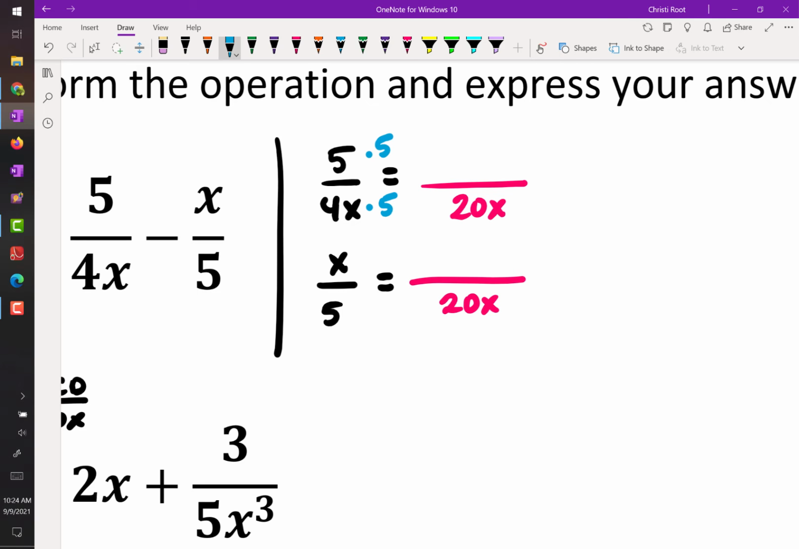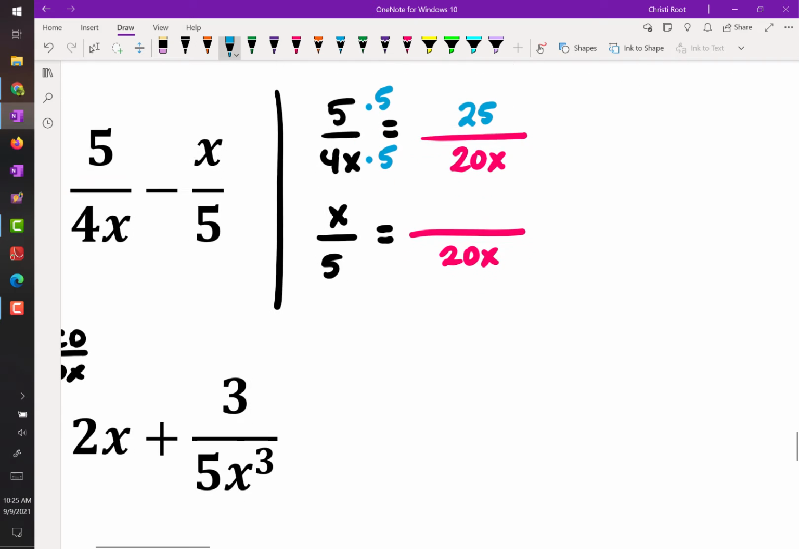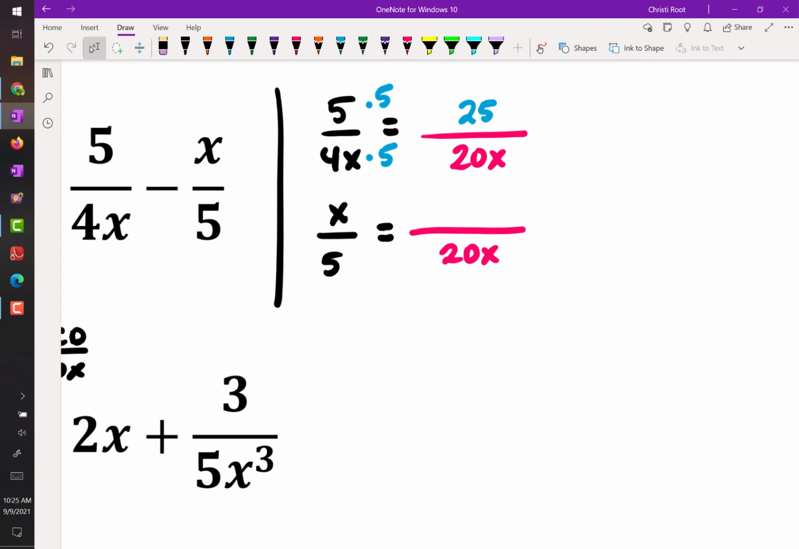You do need to simplify the top. So 5 times 5 is going to give me 25. Now that's not going to be simplified, and that's okay because it's an equivalent fraction. That's just the way it is. So what do I need for the bottom one? I need a 4, and I also need an x. So I'm going to do the same thing to the top. When I multiply x times 4x, I get 4x squared. Okay, so that's my second step.